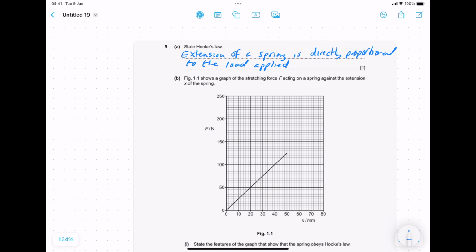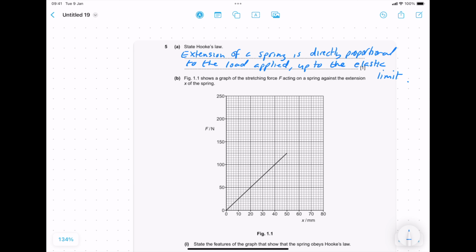This only applies to the object, in this case the spring, up to its elastic limit, right? Which is also known as the limit of proportionality. So the extension of a spring is directly proportional to the load applied, comma, up to the elastic limit. Now, what is the elastic limit?